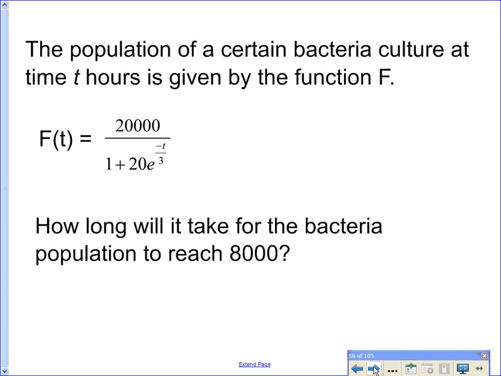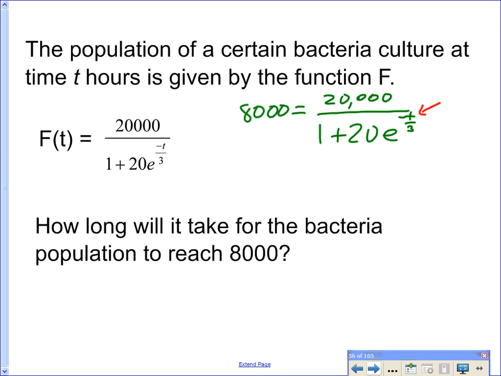You've got a population of certain bacteria culture at time t hours is given by this function f of t here. And what we want to know is how long it's going to take the bacteria population to reach 8,000. So we want 8,000. So that's going to be our f of t is equal to 20,000 over 1 plus 20 e raised to the negative t over 3. Okay. So from that, what you notice is that you have a variable that you're trying to solve for, which is our t, that is an exponent, but not only that, but it's in the denominator.